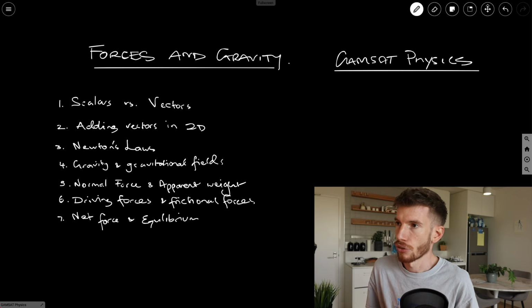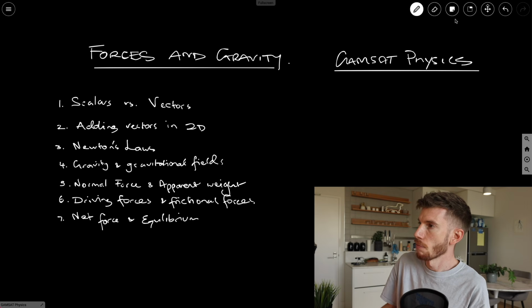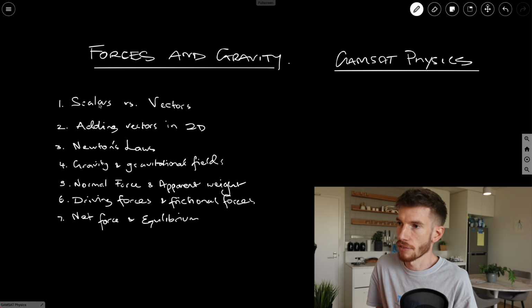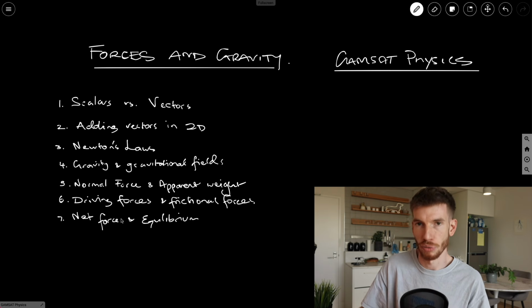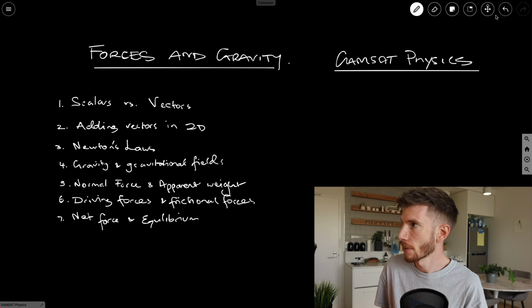All right, so let's start here. I've put down a list of the things that we're going to go through. You can see scalars and vectors, adding vectors in 2 dimensions. Newton's laws we'll go through as well, gravity and gravitational fields, then looking at normal forces and apparent weights, driving forces and frictional forces, and then finally net force and equilibrium, which is where GAMSAT is really most applied. But we won't be able to get to that until we go through the theory itself.